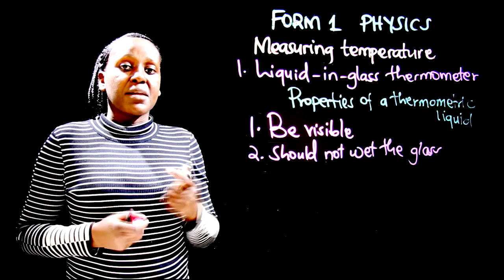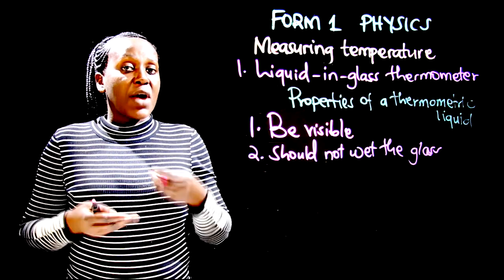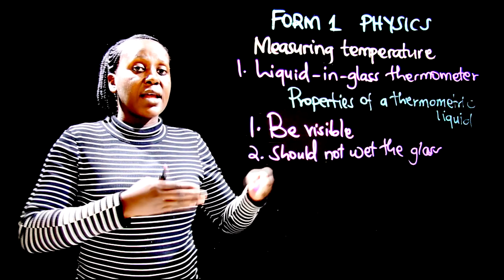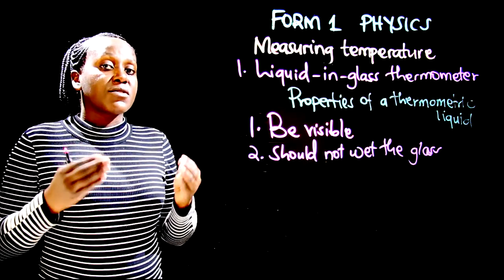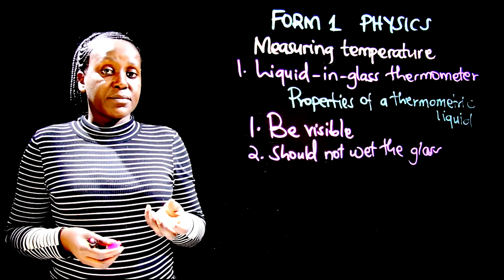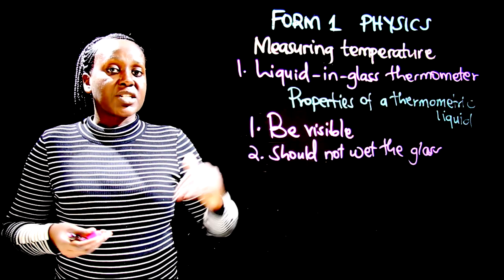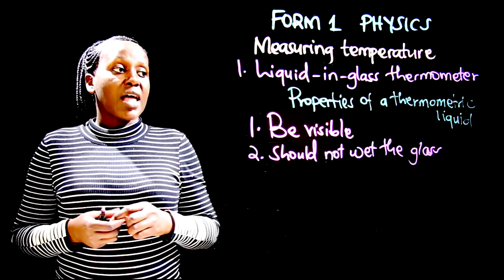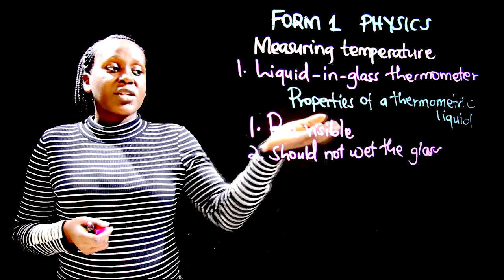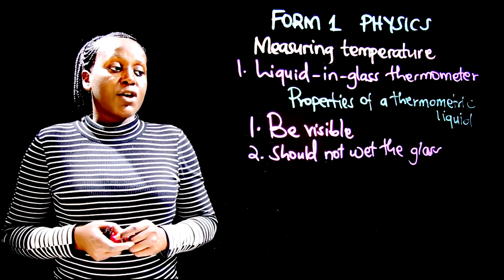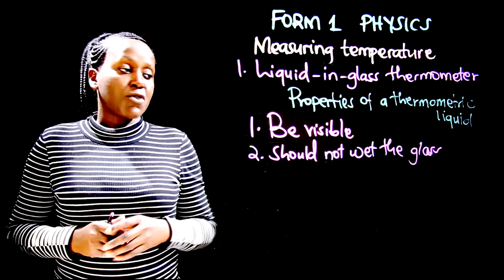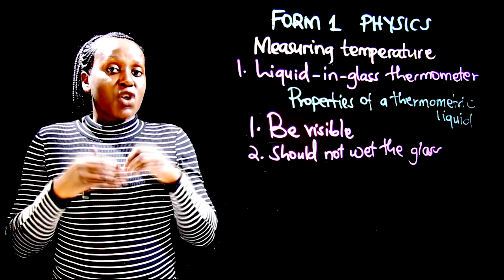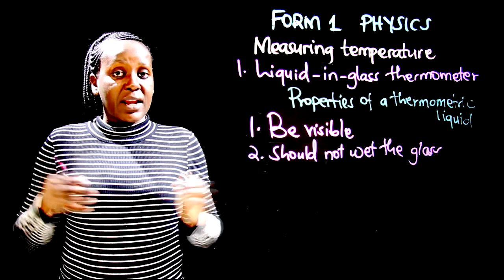Remember when we learned about force, we talked about cohesive forces and adhesive forces. We said liquids like water have stronger adhesive forces when they are in contact with glass. Water just wants to attach itself to glass, and that is a reason why we cannot use water in a thermometer, and also because water is not visible. A liquid like mercury is perfect for use in a thermometer because one, it is visible, and two, it has strong cohesive forces and does not wet the glass.